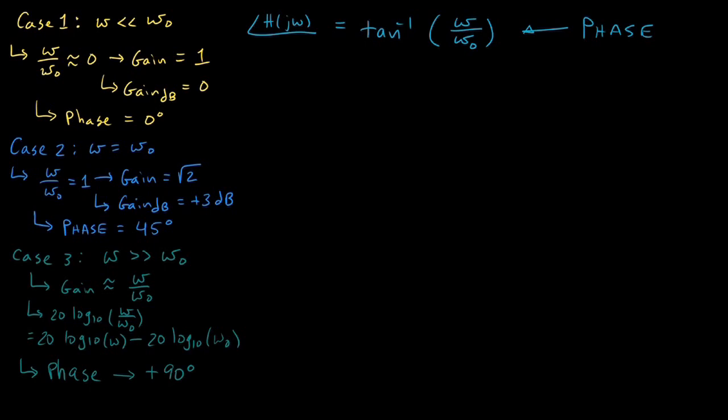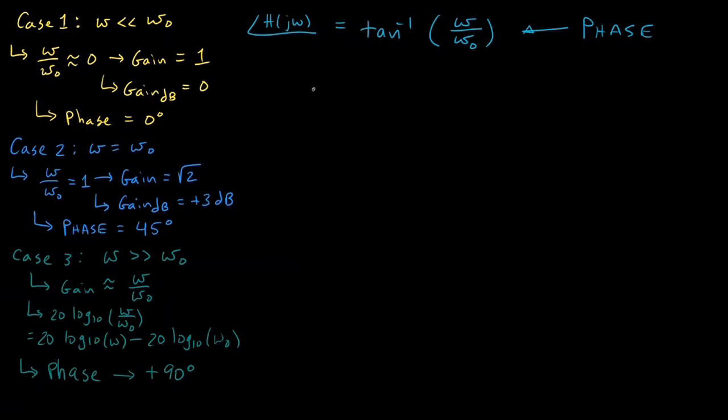All right, so we're going to have 0 degrees early on, 45 degrees in the middle, and 90 degrees at high frequency. The gain will be 0 dB. It will transition to plus 3 dB at the break frequency, and then it will grow beyond the break frequency. So what do I mean by that?